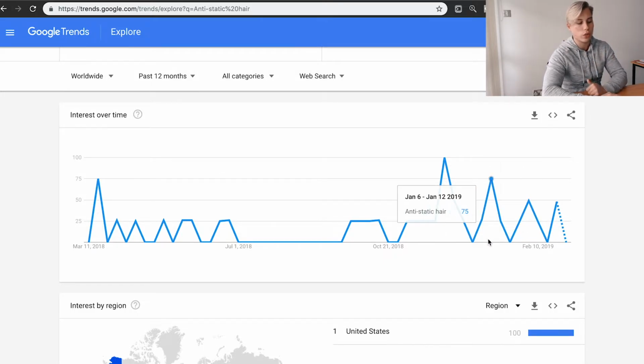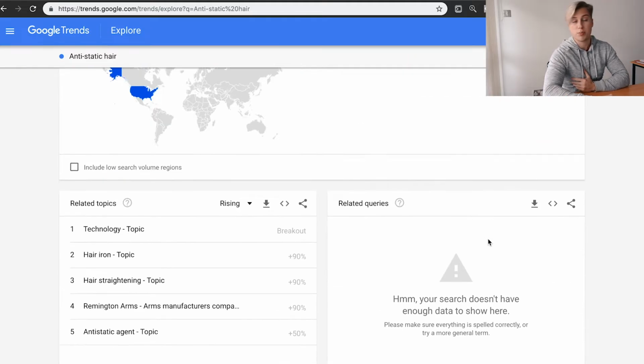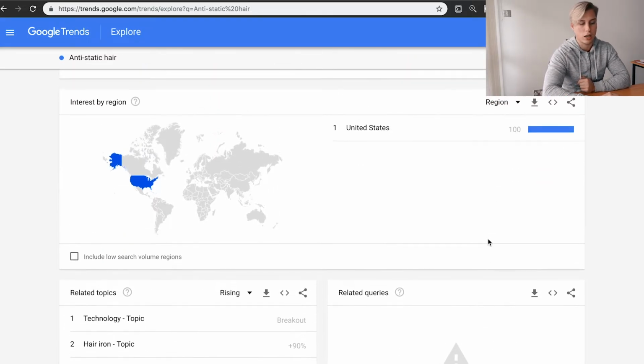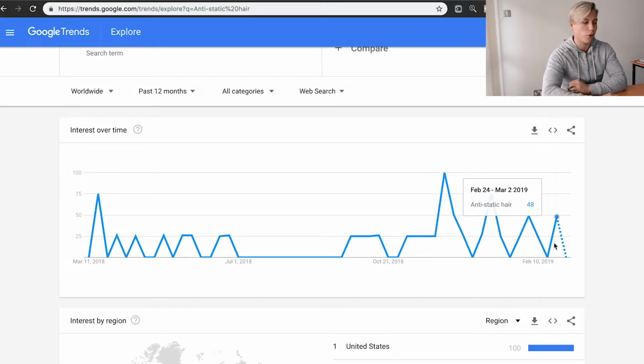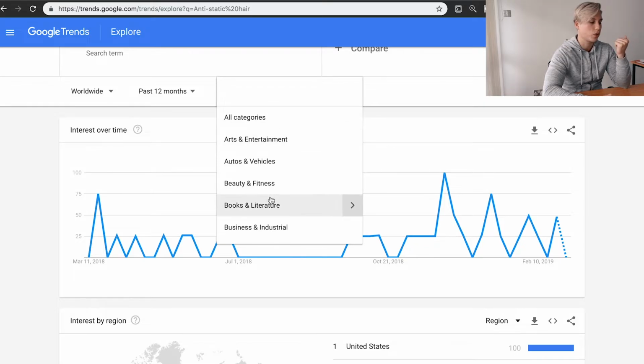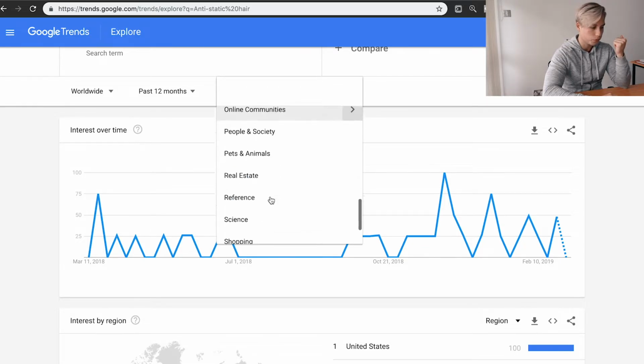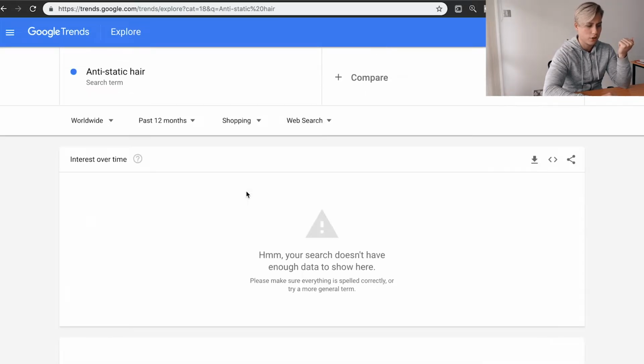Like I said, this is a winning product. In my opinion, it's pretty much tapped out by now, which is why I think it's indicating a downward trend. So this is what you don't want to see for a winning product. But you can also do things like change your category. So for example, you can come here and choose shopping as a category.